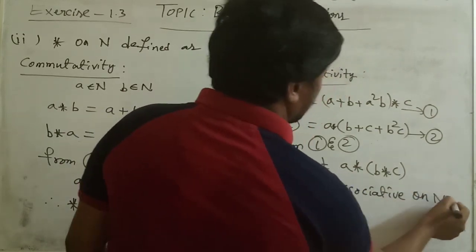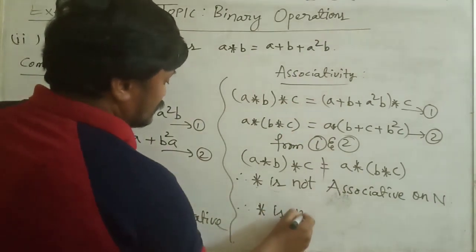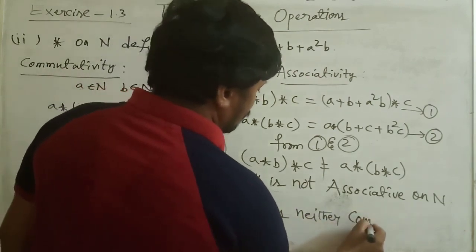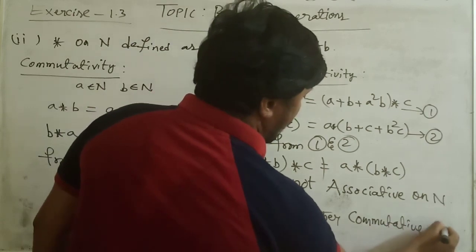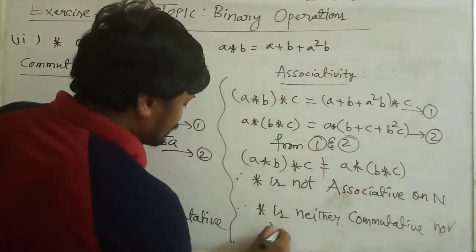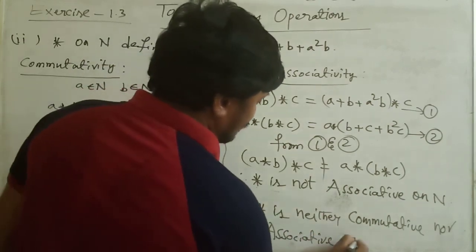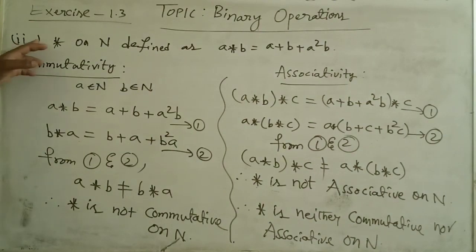on N. So in the last statement, therefore star is neither commutative nor associative on N. So this is about your second one. Commutativity we have checked, and associativity also we found.